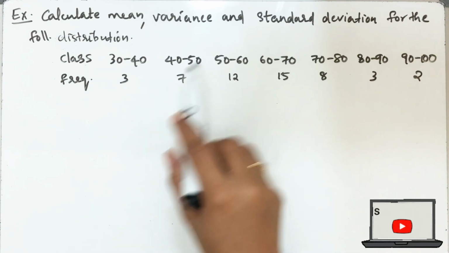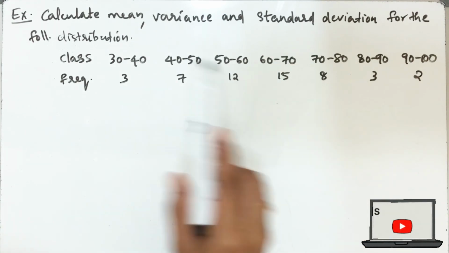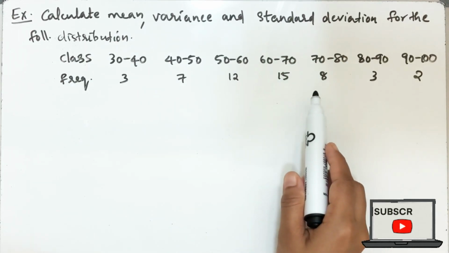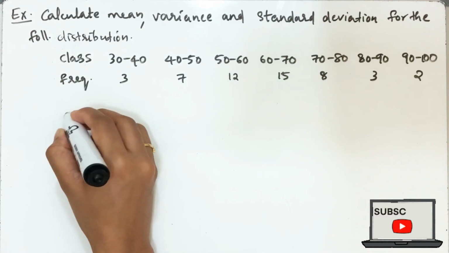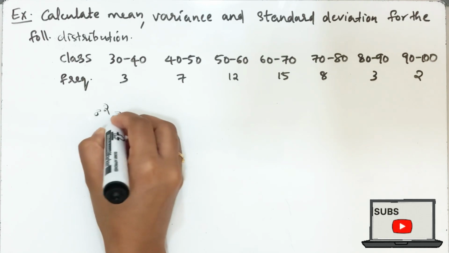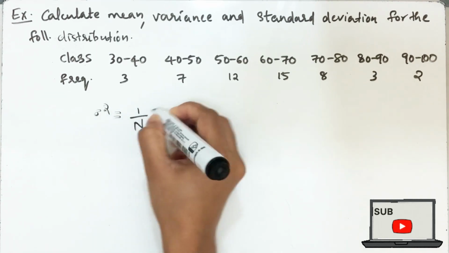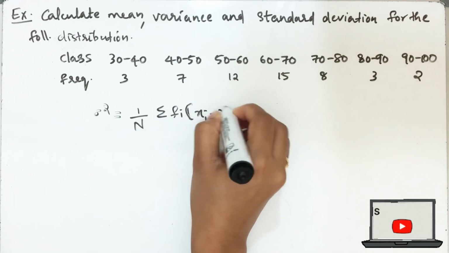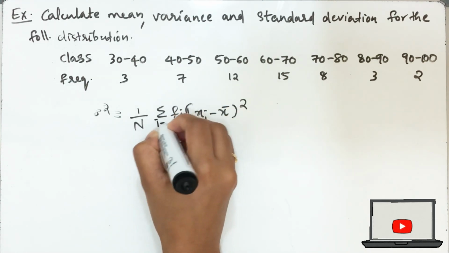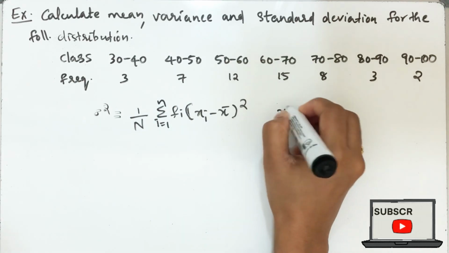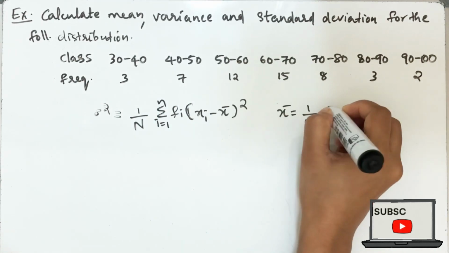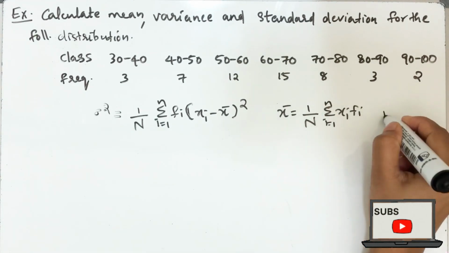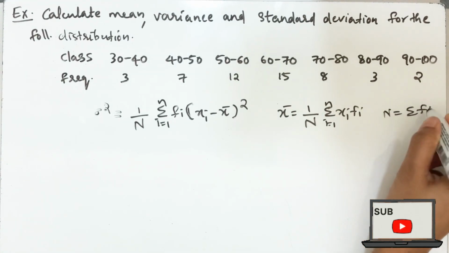Next example, we have a continuous frequency distribution. Calculate mean, variance and standard deviation for the following distribution. So the formula for variance is sigma square is equal to 1 by capital N into sigma fi into (xi minus x bar) square, i from 1 to n. And x bar is equal to 1 by capital N into sigma xi into fi. Capital N is equal to sigma fi.